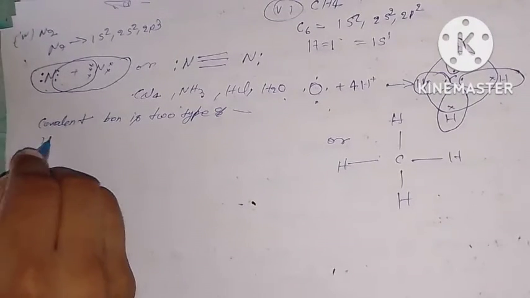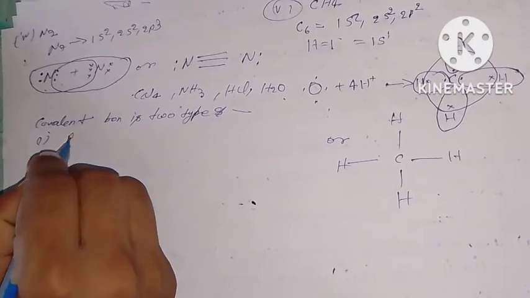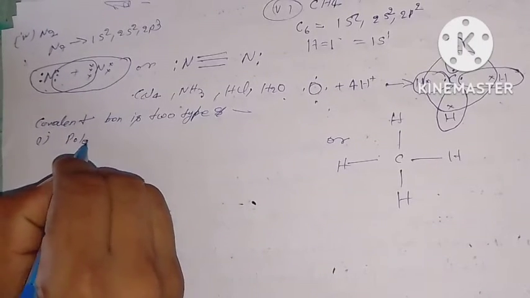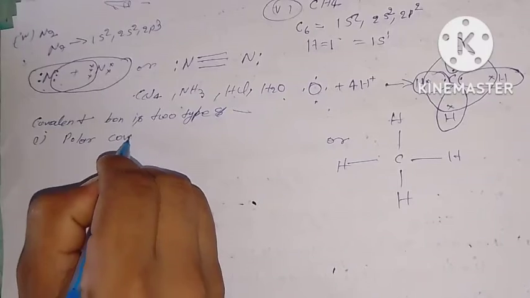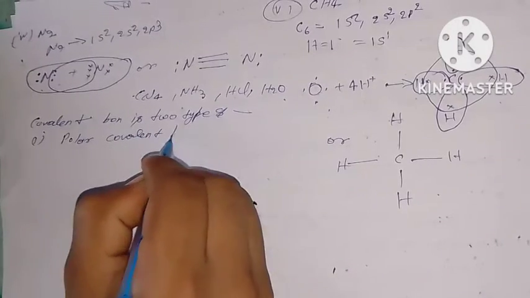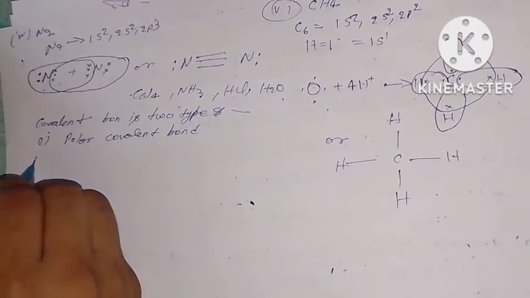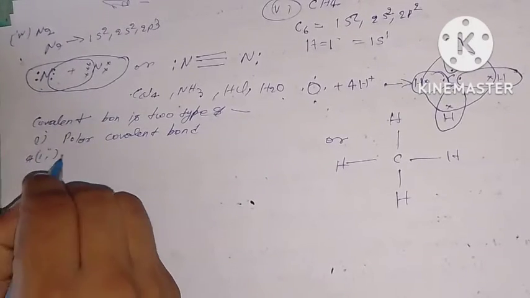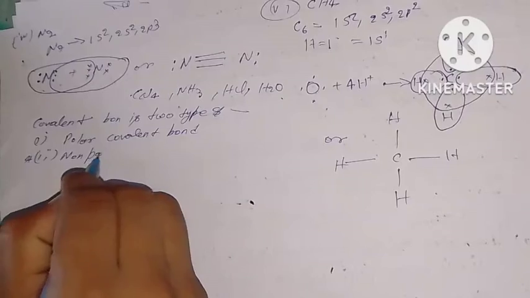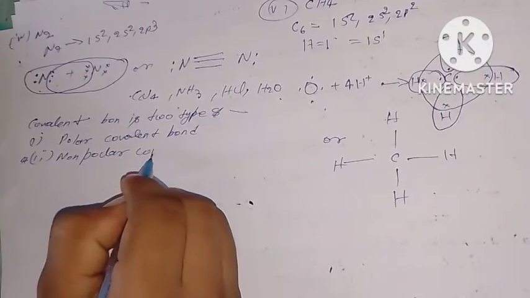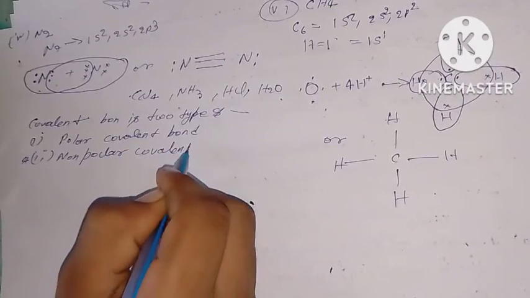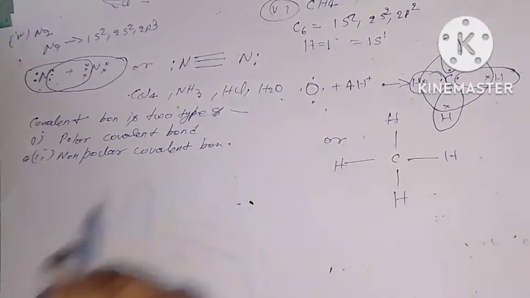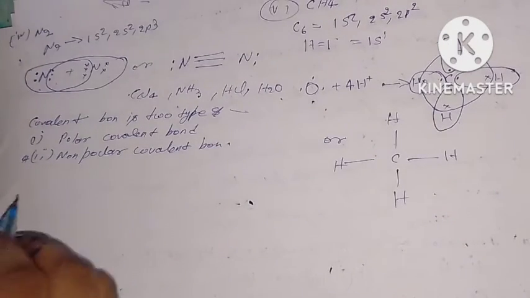Covalent bonds are of two types. First is polar covalent bond, and second is non-polar covalent bond.